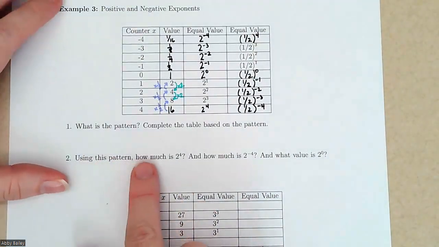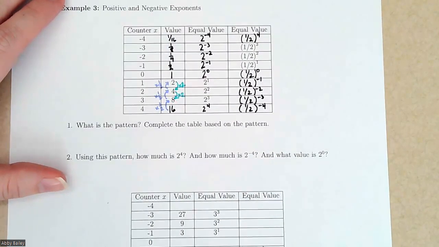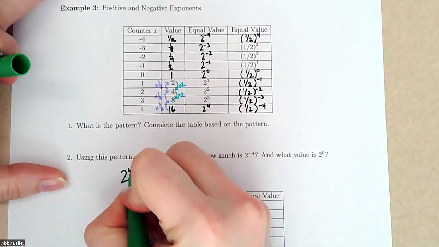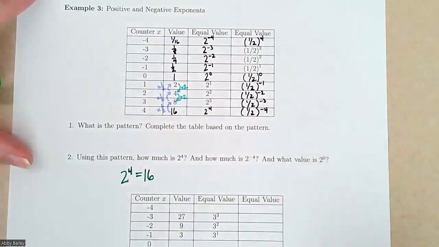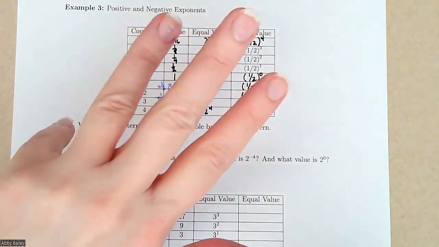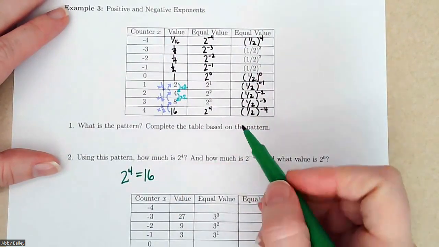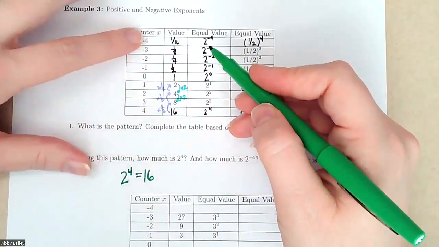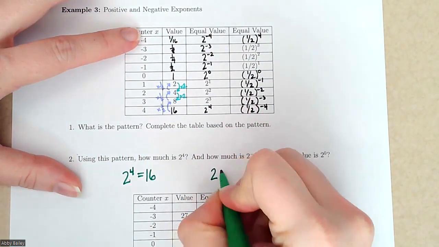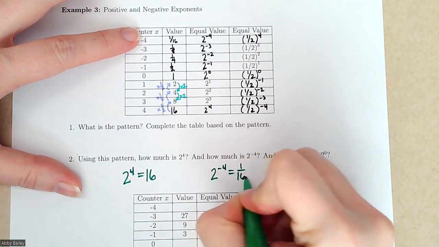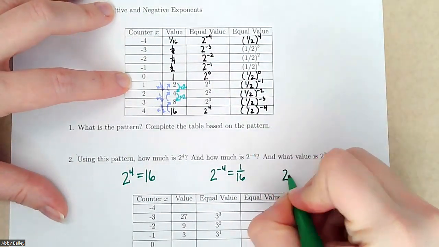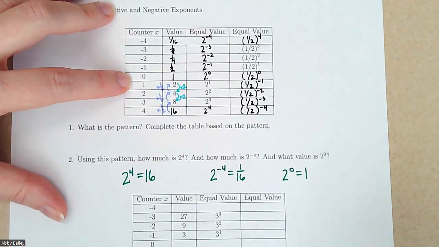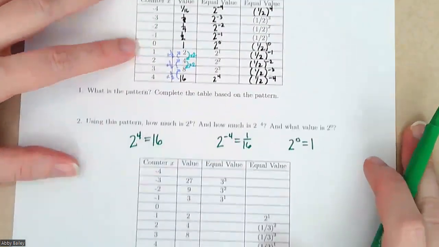Cool. Using this pattern, how much is 2 to the 4th? 2 to the 4th is equal to 16, which, by the way, is 2 times 2 times 2 times 2. How much is 2 to the -4th? Up here, 1/16. And we even checked that on the calculator. And what is the value of 2 to the 0? 2 to the 0 is equal to 1.